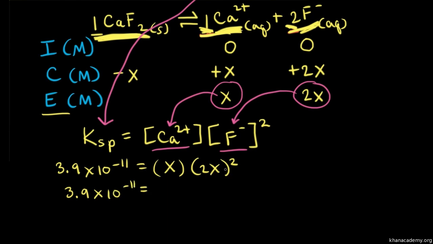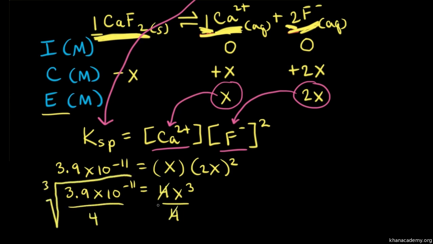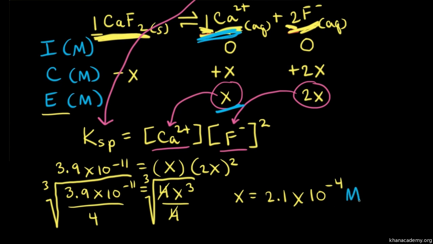Well, 2x squared is equal to 4x squared times x is equal to 4x cubed. So to solve for x, we need to divide both sides by 4 and then take the cube root of both sides. So we take the cube root of the left side and the cube root of x cubed. That gives us x is equal to 2.1 times 10 to the negative 4th. And looking at our ICE table, x represents the equilibrium concentration of calcium 2 plus ions. So 2.1 times 10 to the negative 4th molar is the equilibrium concentration of calcium 2 plus ions.